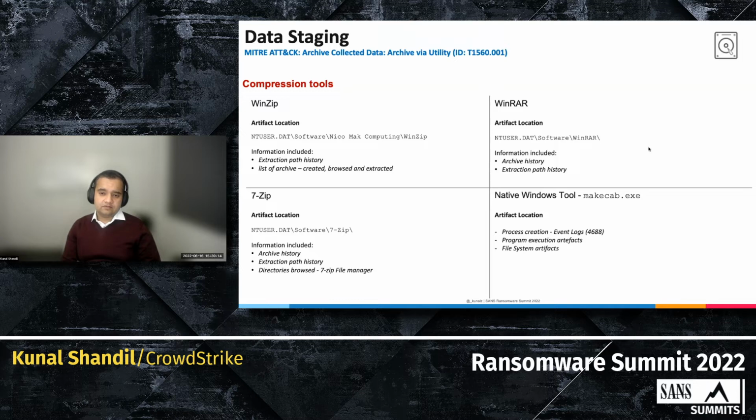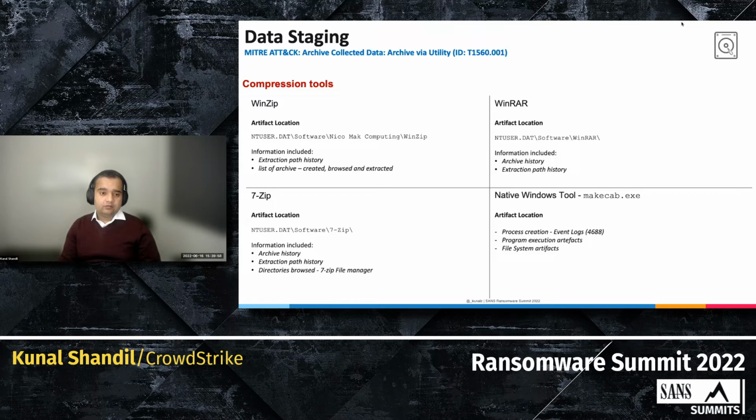Apart from third-party compression tools, threat actors also use native Windows tools which can be used for compression. One of the most popular tools is makecab.exe, which can be used to compress the target file into a cab file stored in the alternate data stream. To track or identify the usage of makecab.exe, we can leverage different Windows artifacts, like Windows Event ID 4688 and other program execution artifacts like prefetch, shimcache, and amcache.